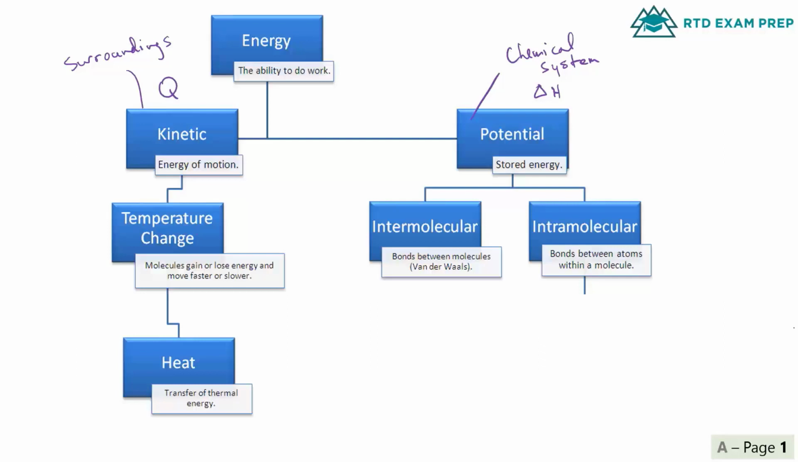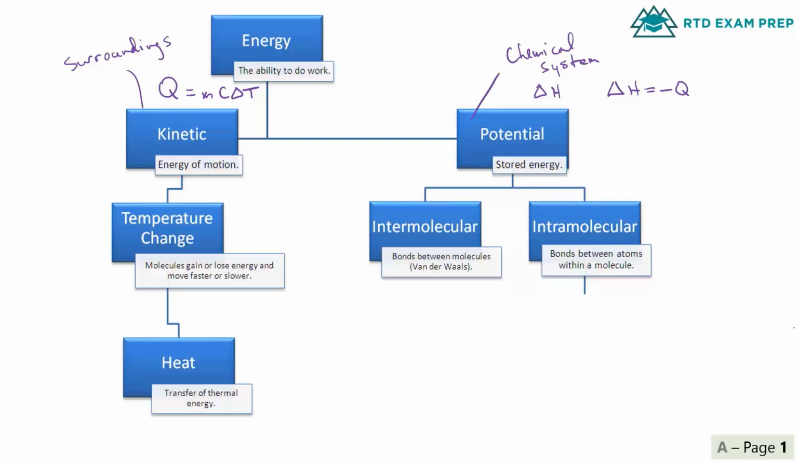Now, to calculate Q for the surroundings of a chemical system, we use this formula, which I'm sure you've seen before. It is mc delta T, where m refers to the mass of those surroundings, C refers to the specific heat capacity of the substance of those surroundings, and delta T refers to the change in temperature. The delta H of the system is simply equal to the negative Q, or the opposite sign of that Q value.